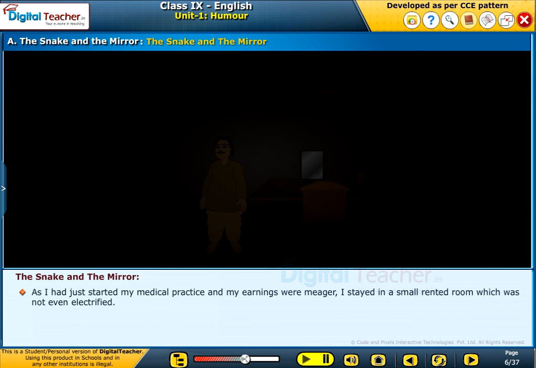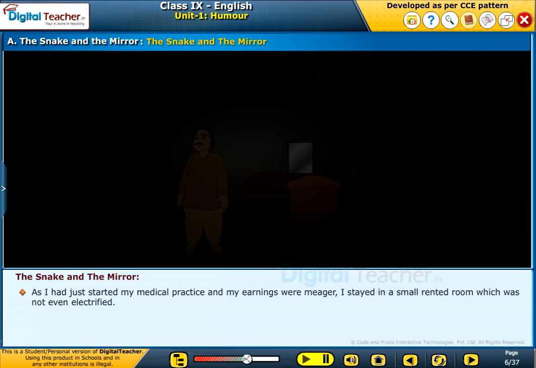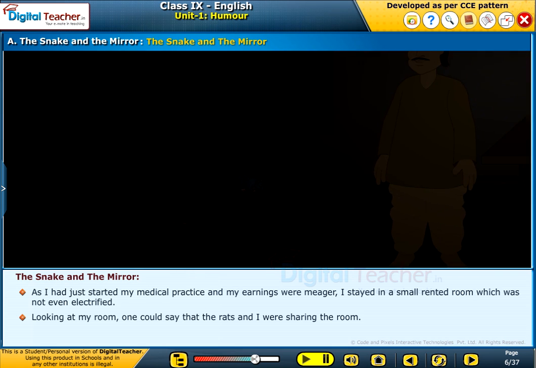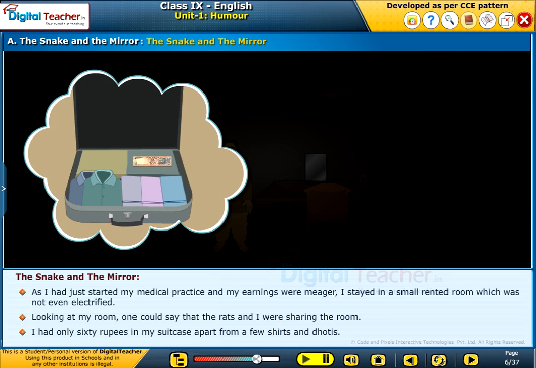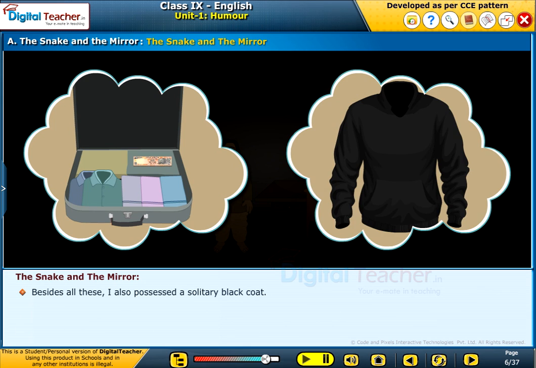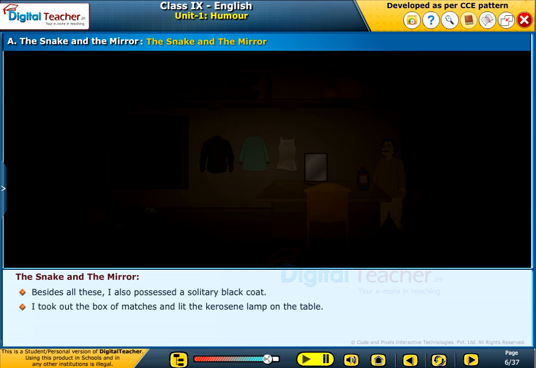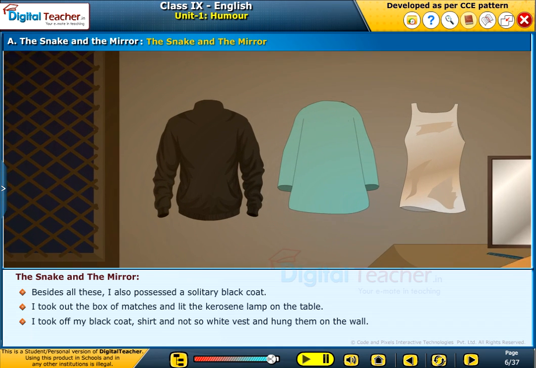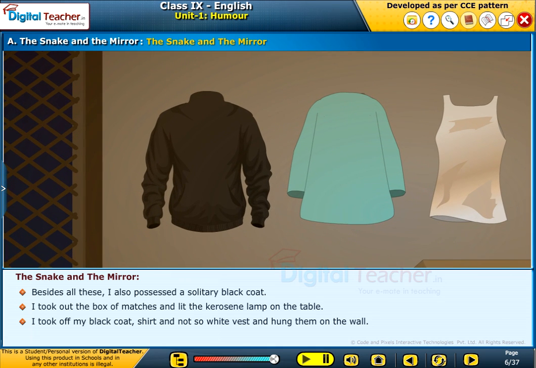As I had just started my medical practice and my earnings were meager, I stayed in a small rented room which was not even electrified. Looking at my room, one could say that the rats and I were sharing the room. I had only 60 rupees in my suitcase, apart from a few shirts and dhotis. Beside all these, I also possessed a solitary black coat. I took out the box of matches and lit the kerosene lamp on the table. I took off my black coat, shirt, and not so white vest and hung them on the wall.